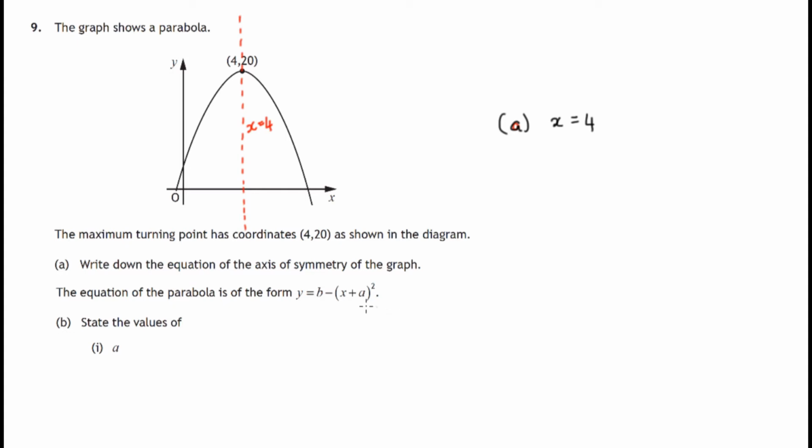The equation of the parabola is of the form y equals b minus (x plus a) all squared. We've first of all to state the value of a, and then the next part says we've to state the value of b. State means we can look at this and determine what these two values are. There's not a lot of working out to do. But first of all, before we do that, let's try and understand what the graphs y equals b minus (x plus a) all squared look like for various values of a and b. So we'll have a wee look at an interactive graph.